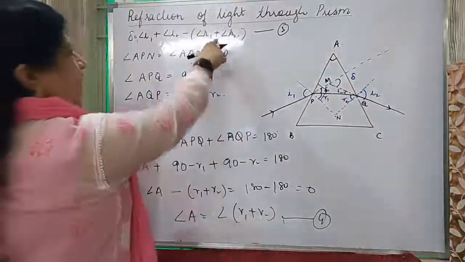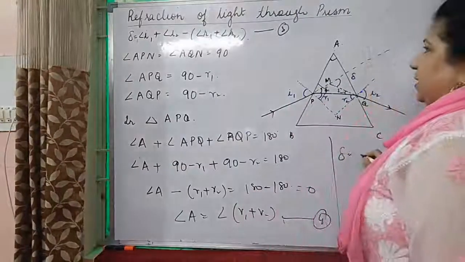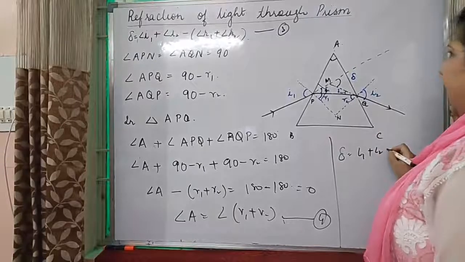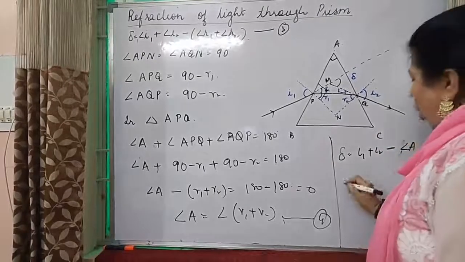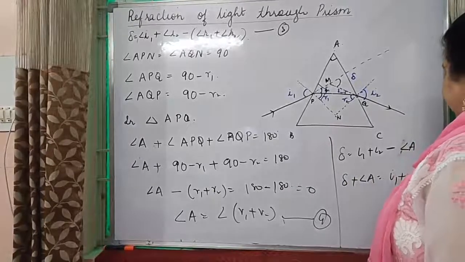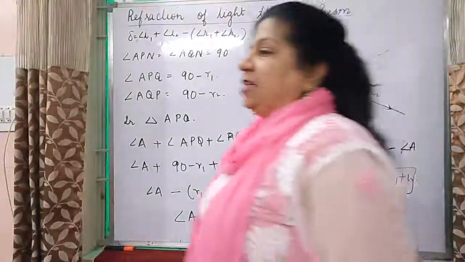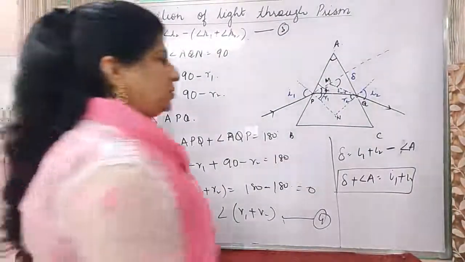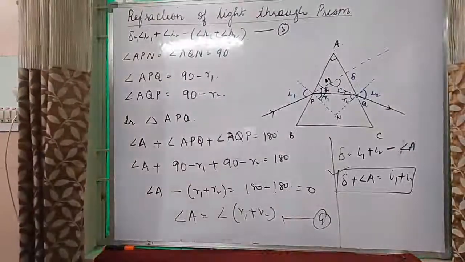From this equation, when we put it in equation number 3, we get delta is equal to I1 plus I2 minus angle A, or delta plus angle A is equal to I1 plus I2. Now this is a relationship between the angle of deviation, the prism angle, and the incident angles. Okay, so this deviation is very, very important, and then we'll see the factors and then different cases here.